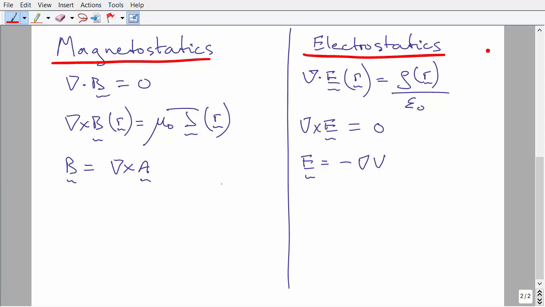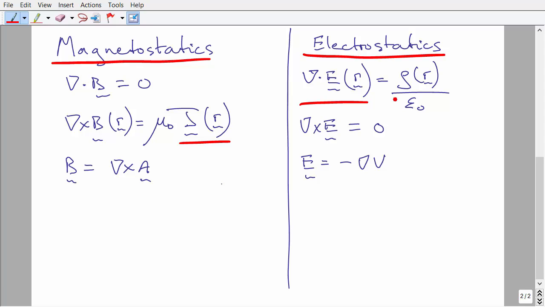You'll notice that the sources enter differently in magnetostatics and electrostatics. You'll see that the source term in magnetostatics enters into the curl equation for B, and the source term in electrostatics enters into the divergence equation for E. Other than that, we have some other similarities and differences.